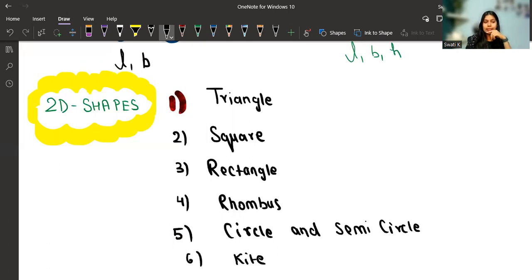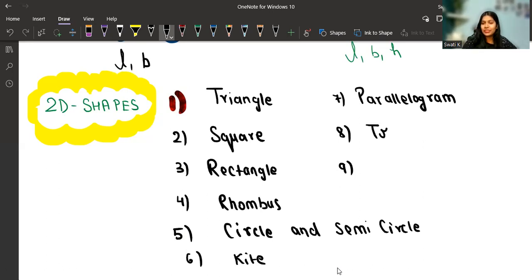Next one I can say parallelogram. These are some common shapes that we know. Next one, I know a lot of shapes, a lot of polygons, so it's better if I just directly write polygons. But before writing polygons, let me write one more, which is trapezium.